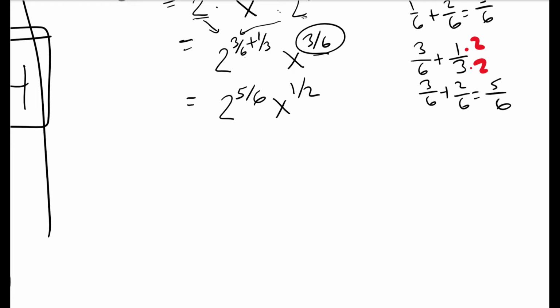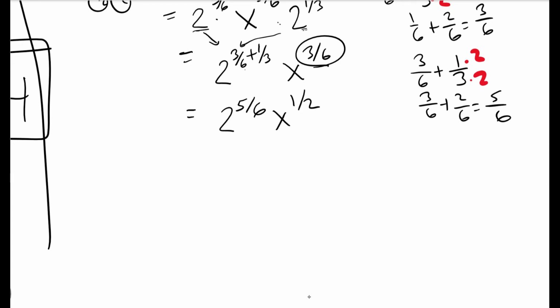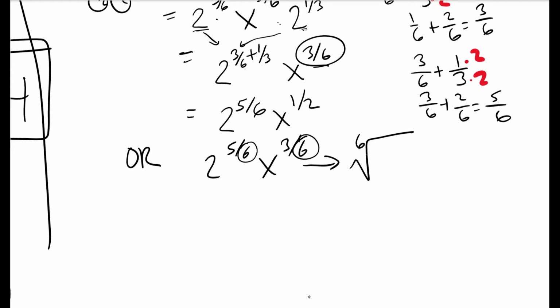If I want, I can rewrite this in multiple ways. I can rewrite this as 2 to the 5/6 x to the 3/6 before I reduce it. And then I can convert that. Well, now I know that this is the 6th root. So I know that this is the 6th root of 2 to the 5th power and the 6th root of x to the 3rd power, again following the power over index rule.